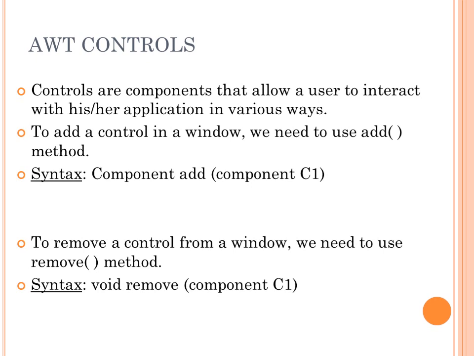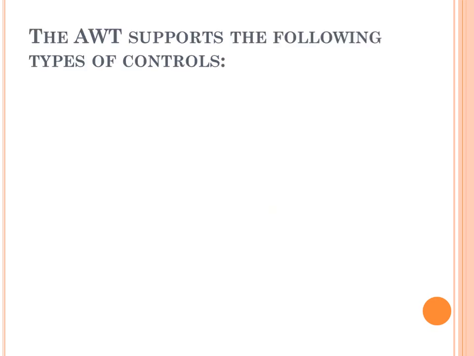Now whenever you want to add a control or a component to a window, we need to use the add method. Now the syntax for adding a component is Component add(Component c1). c1 is the instance of a component. Okay, so c1 is an instance of the control that you want to add. Now if you want to remove the control from a window, we need to use the remove method, and the syntax is void remove(Component c1). Now let's move on to your next slide.